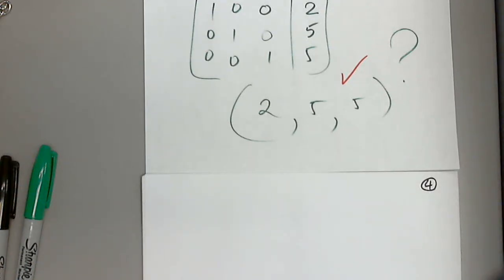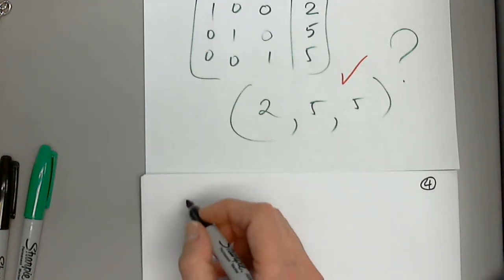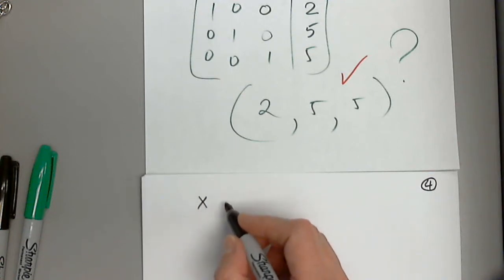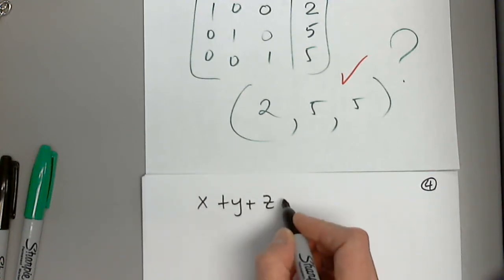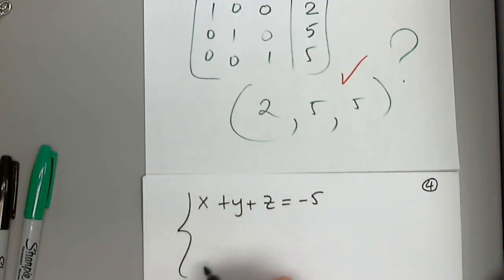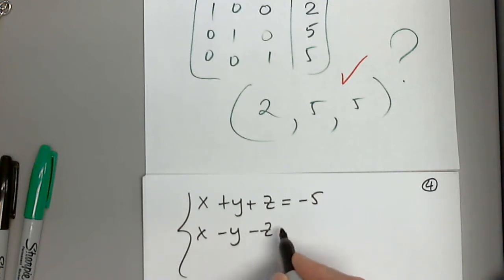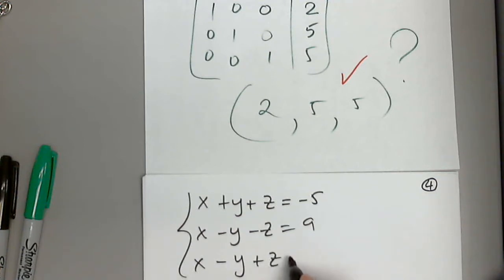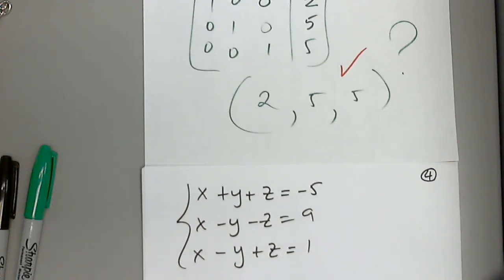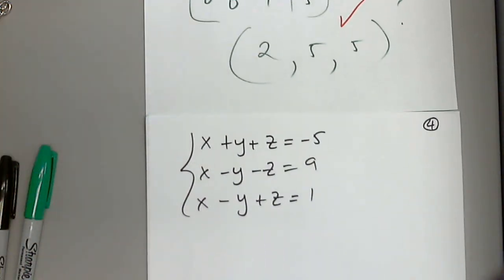I guess you can do number 18 in this packet. Yes, that's fine. What is it? It's x plus y plus z equals -5. X minus y minus z equals 9. And x minus y plus z equals 1. So let me read it back to you just to make sure I copied it correctly.